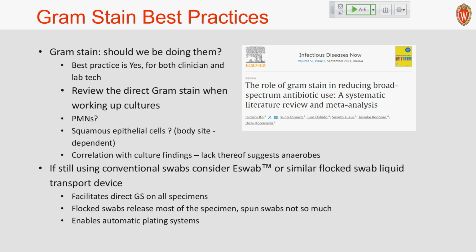Also, we don't gram stain urine, but in sputum and maybe in wound cultures and such, it informs us about things like PMNs being there, or maybe squamous epithelial cells, suggesting a more superficial specimen.